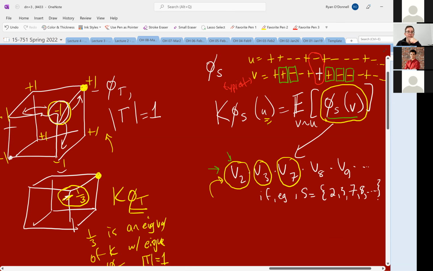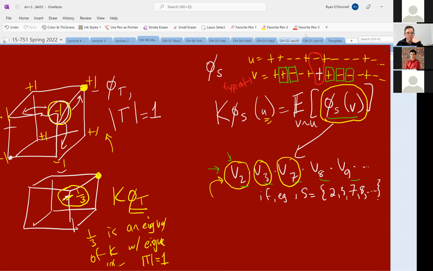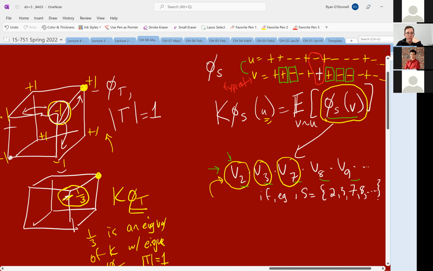V9. So let me ask you this. In this specific case where S happened to be 2, 3, 7, 8, 9, etc., and where U and V had the property that they differed in position 6, how would you describe what phi S of this specific V is? It's just phi S of U, right? Very good, exactly. So it seems like it's quite often, or potentially the case, that this equals phi S of U, sometimes at least.